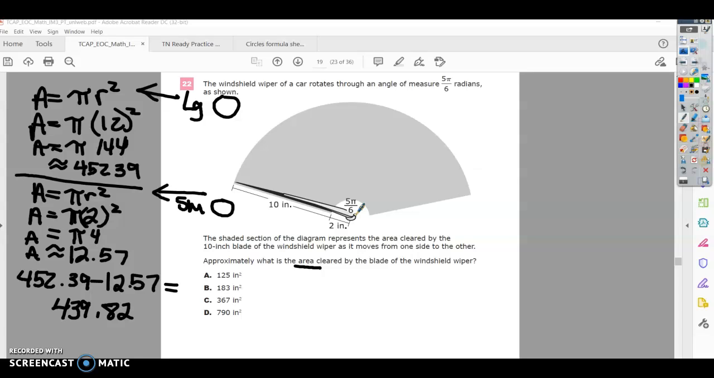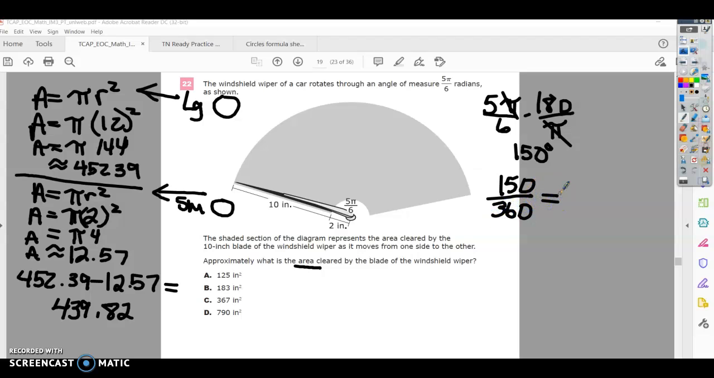So what we have to do is now look at the angle measure, 5 pi over 6. 5 pi over 6 is in radians. We can easily convert that to degrees by saying 5 pi over 6 times 180 over pi. So pi's cancel. 5 times 180 divided by 6 is 150 degrees. So we know this is covering about 150 degrees. Well, that's 150 out of your entire circle, which we know is 360 degrees. So if you reduce that, that becomes 5 over 12.